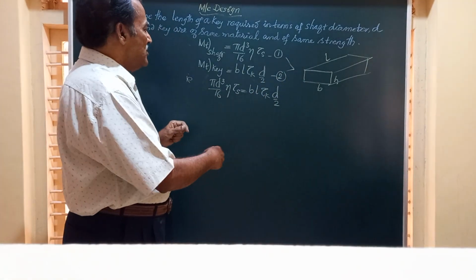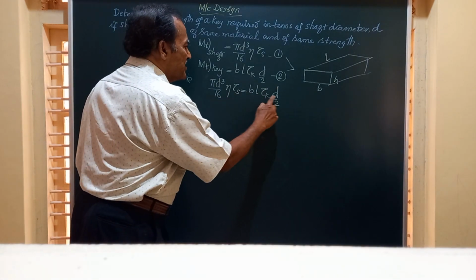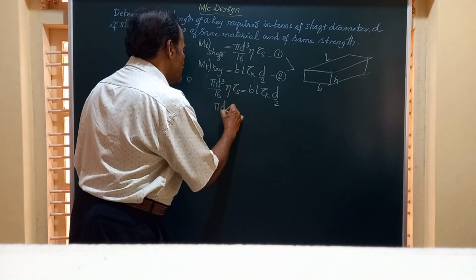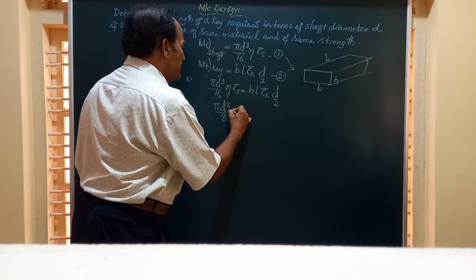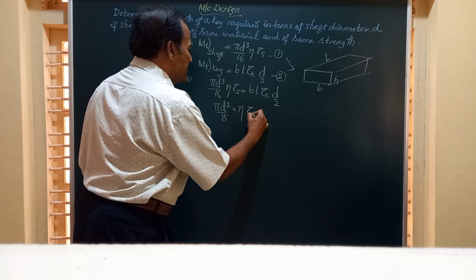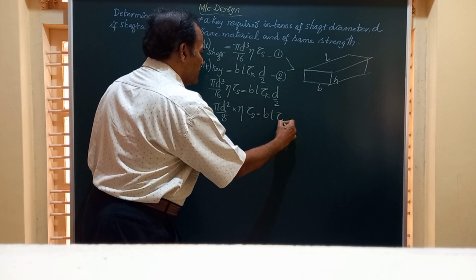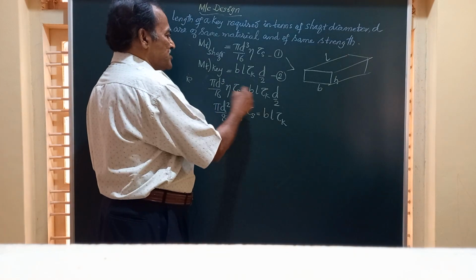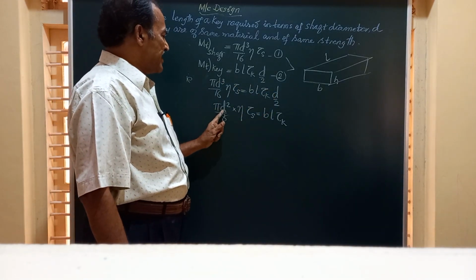Now we have to just cancel some of the terms like this. Because d is here, d cube is here, I will say this is pi d square by 8, by cancelling these 2, multiplied by eta multiplied by tau s is B L tau K. This is the expression we get after you cancel this term d here. Friends, this d is the diameter of the shaft.